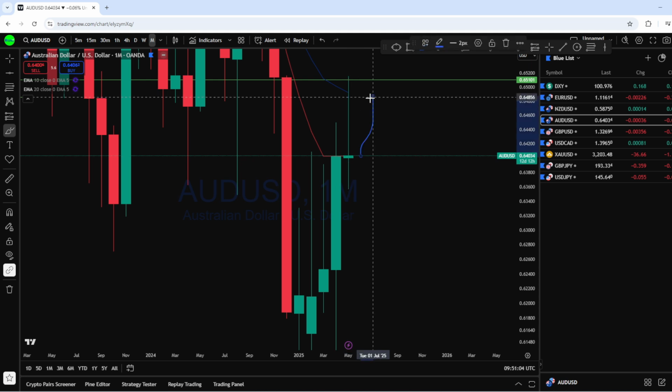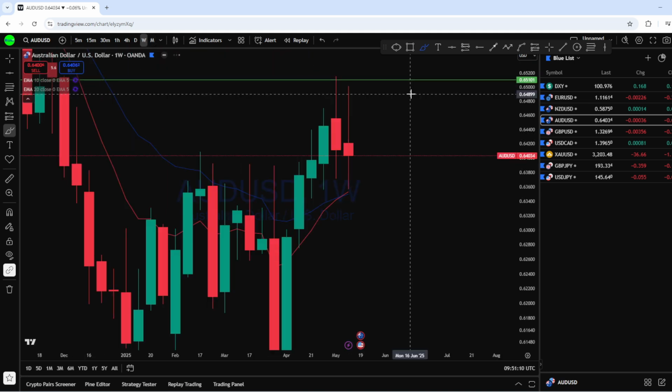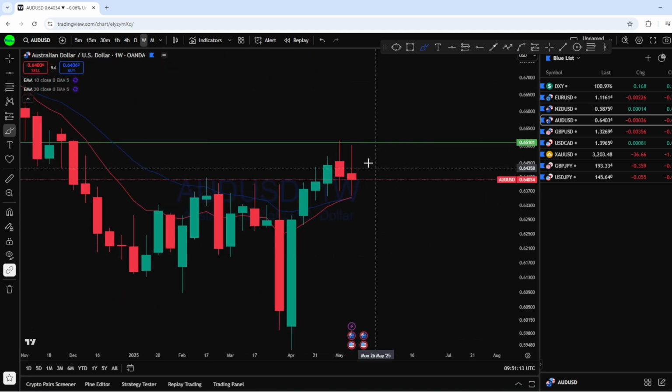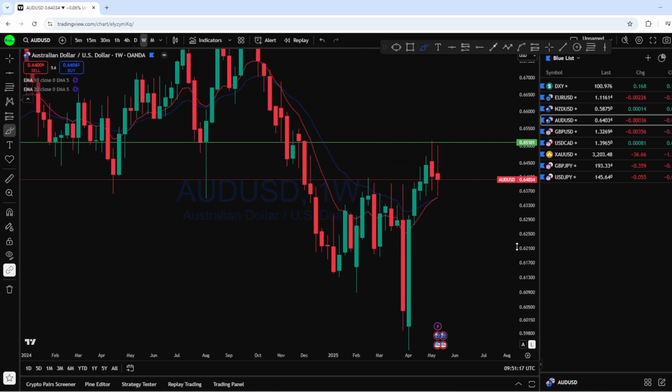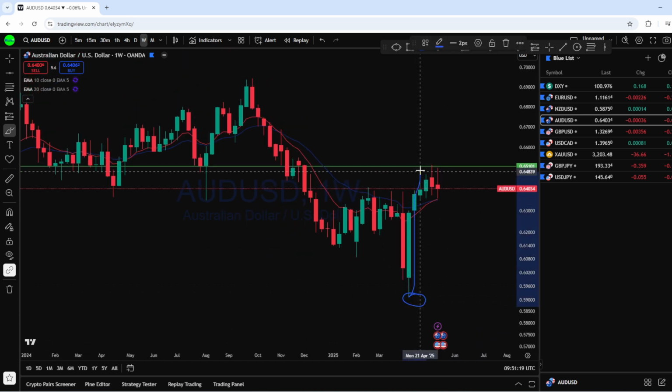So this week AUD USD as well, after initial retest, could see the price push back up again. Now if we look at the weekly chart here, we can see the two weeks of narrow red candle formation. This is the weekly impulse followed by two weeks of correction.